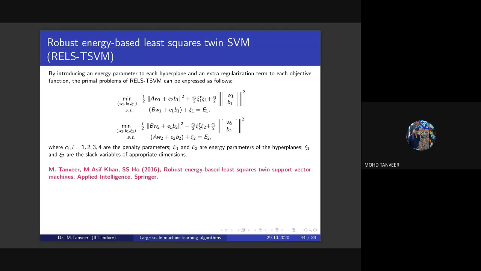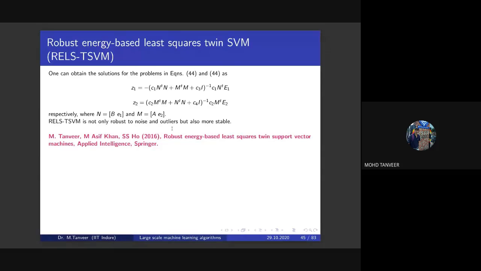So we simply make the least square sense by introducing an extra regularization term and introducing an energy parameter for each hyperplane. The idea is great, so you can refer to these papers. The paper and codes are publicly available. You can go through my homepage and get both the codes and the paper. So finally we are getting this solution. Now I would show the advantage of this formulation.